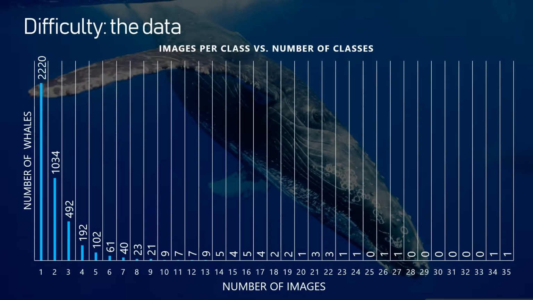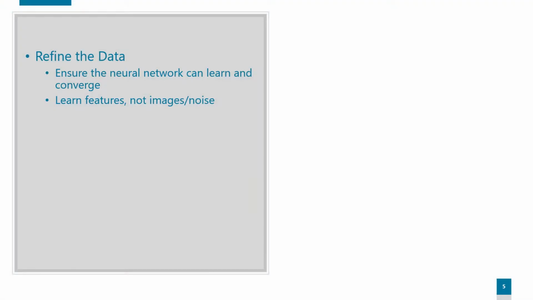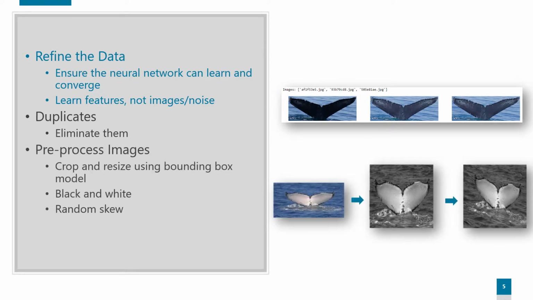So there was a difficulty with the data that I was using. Over 2,000 whales only had one picture of each whale, and over 1,000 whales only had two pictures of each whale. Therefore, it was important to refine the data to ensure that the neural network could actually converge. This included removing duplicates and pre-processing the images.